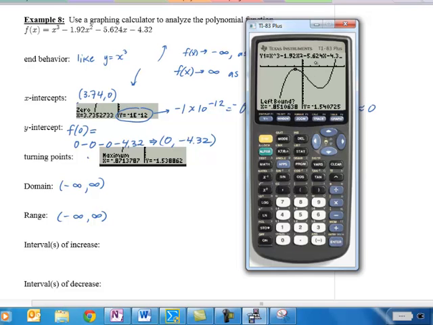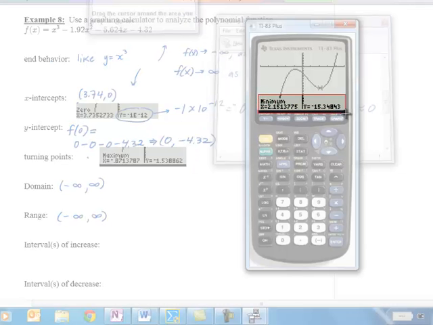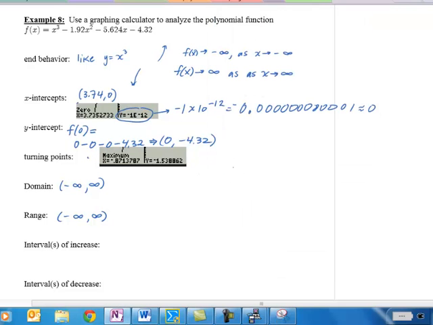It's going to ask us that left bound, right bound question again. I'm going to put in 1 for a left bound because that's definitely to the left of that point. Hit enter. Right bound, I'm going to choose 3 because I can see that that's to the right of that point. And then guess, just hit enter. And now we get this 2.15, negative 15.35 roughly. So I'll paste that in here.